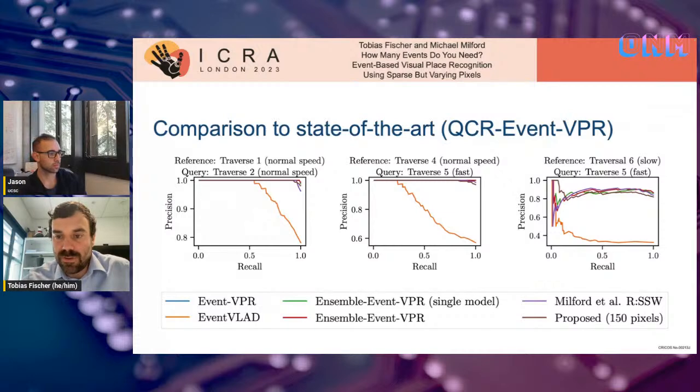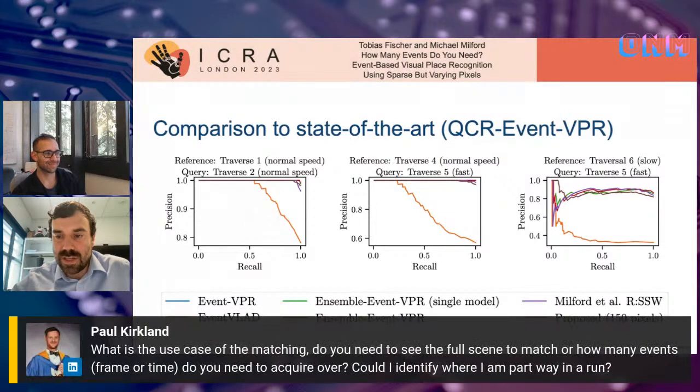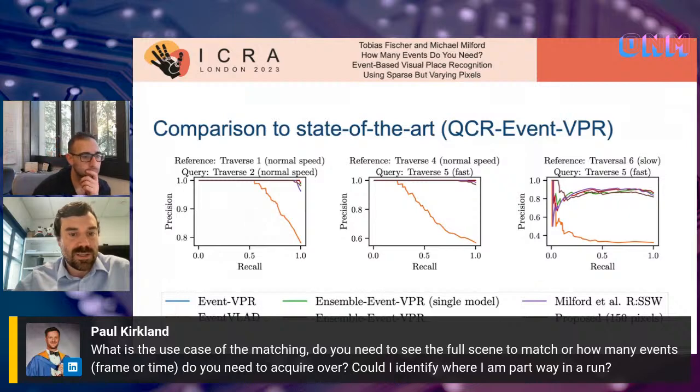And then the second part of the question is, could I identify where I am partway in a run? Absolutely. That is just me, for academic purposes, showing this distance matrix, which is nicely going from beginning to end. You could start the robot at any point across the traverse, with what the robot has previously seen, and you could identify where you are at any given part of the traverse.